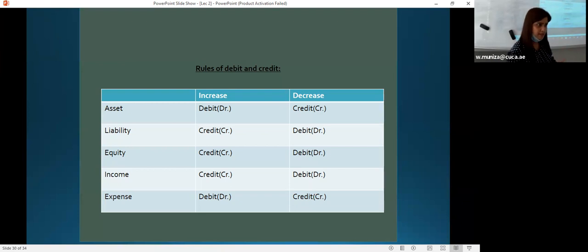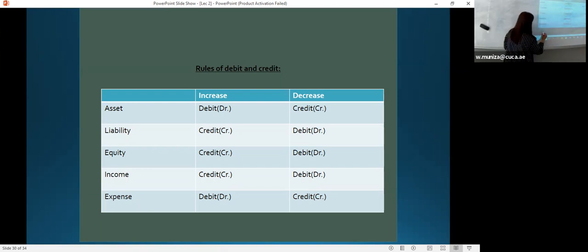Equity, capital. Capital introduced by the owner. Equity is the right of the shareholders. Equity increased, it is going to be credited. What else is going to be debited then? Equity is introduced in which form? Capital is introduced in which form?